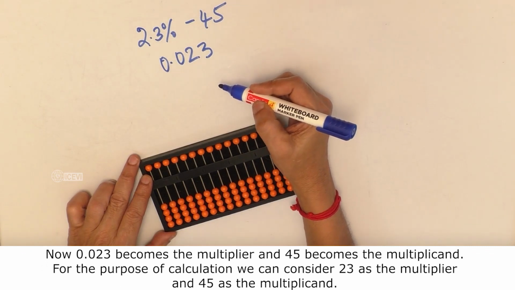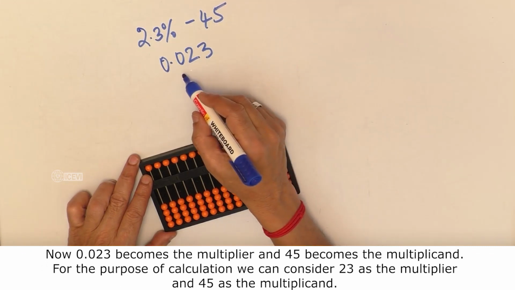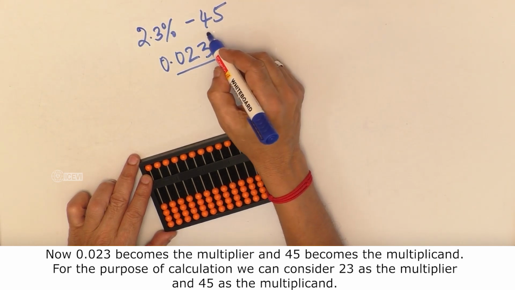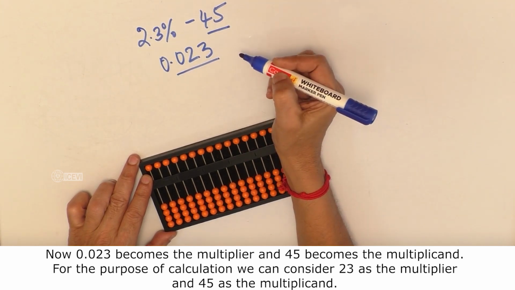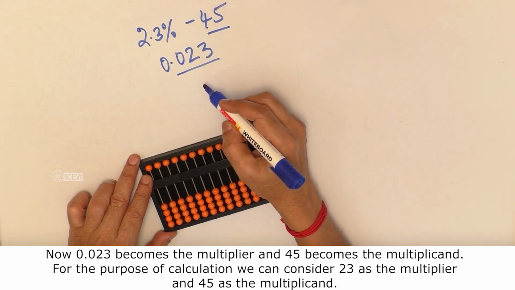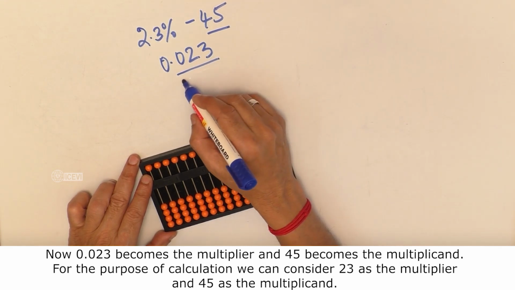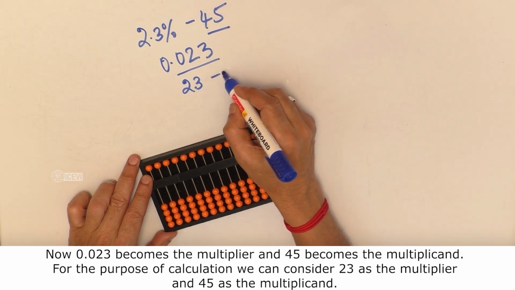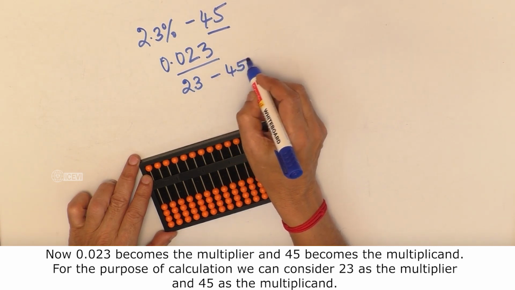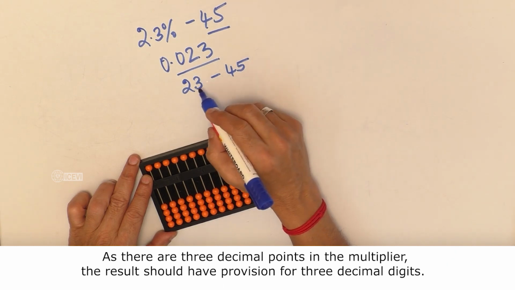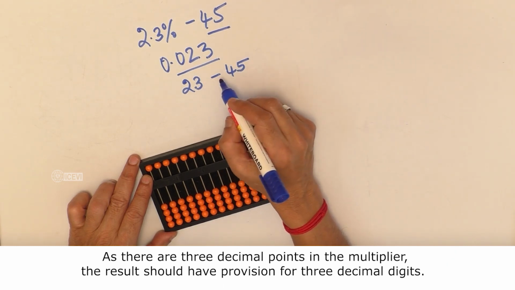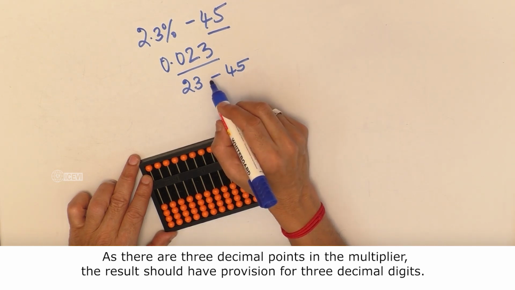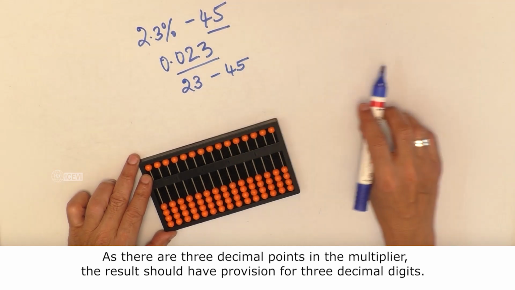Now 0.023 becomes the multiplier and 45 becomes the multiplicand. For the purpose of calculation, we can consider 23 as the multiplier and 45 as the multiplicand. As there are 3 decimal points in the multiplier, the result should have a provision for 3 decimal digits.